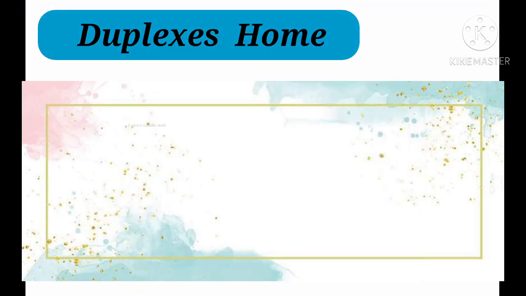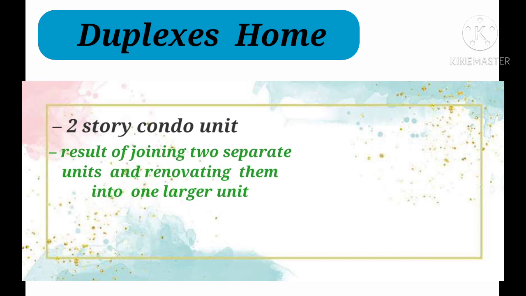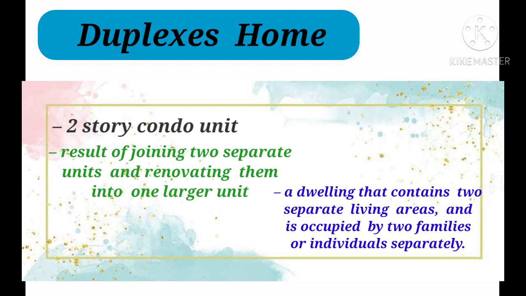A duplex home refers to a two-story condo unit, often the result of joining two separate units and renovating them into one larger unit, or built that way from the start. It is a dwelling that contains two separate living areas, which can be any number of stories, which is detached from any other living units and is occupied by two families or individuals separately.